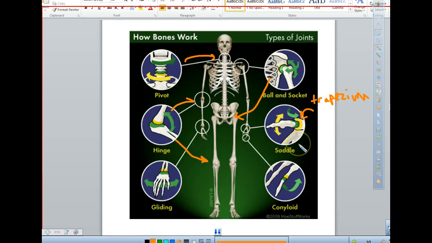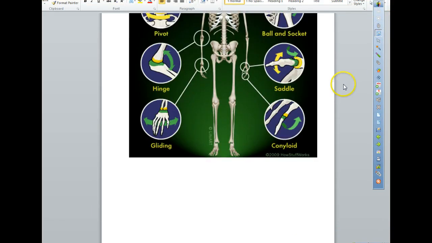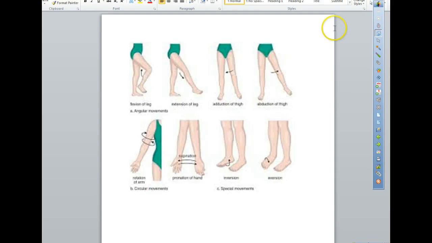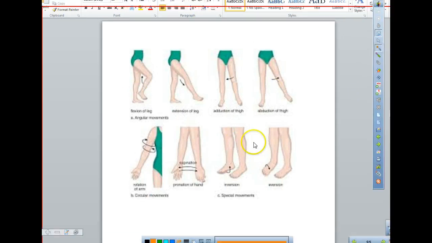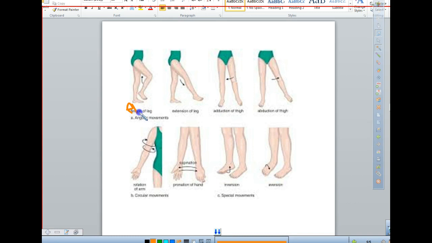So there's all your joints. That was pretty easy. They give you some other examples, but those are the main ones. And the last one is types of movement. So here are some pictures that we have, and I'm going to write over it since it's a little fuzzy. So this is flexion. These are on pages 166, 167.